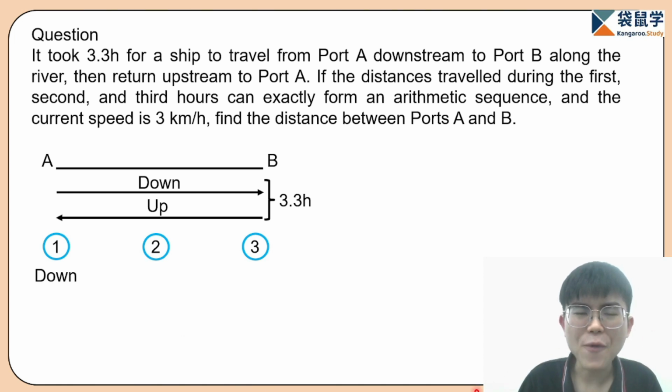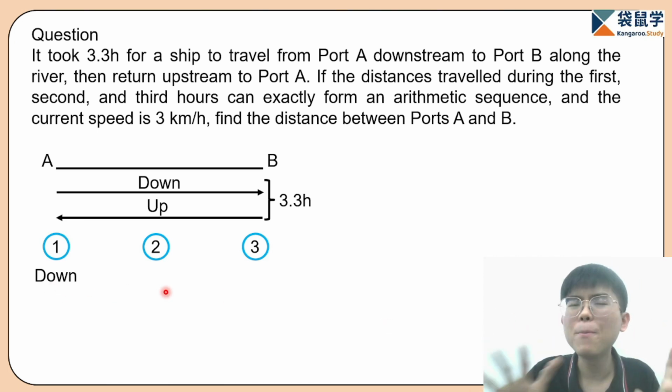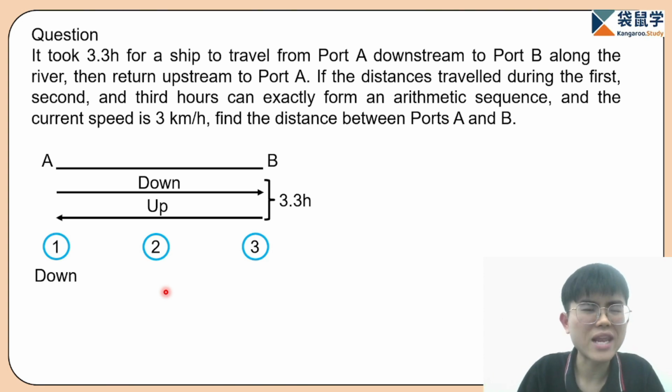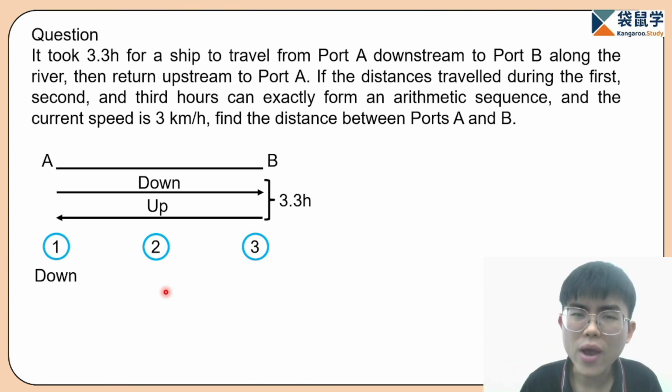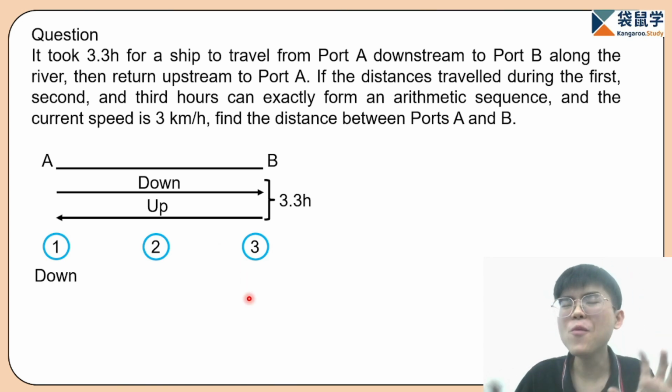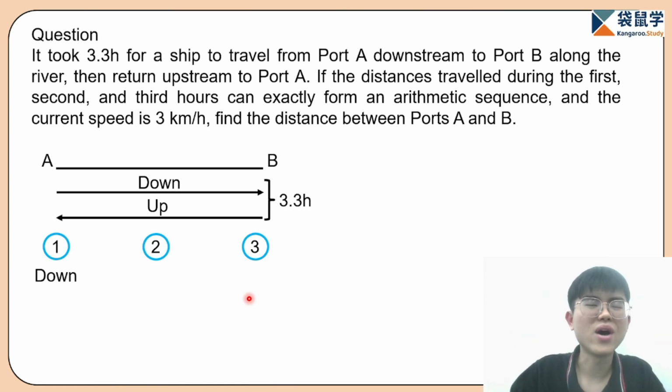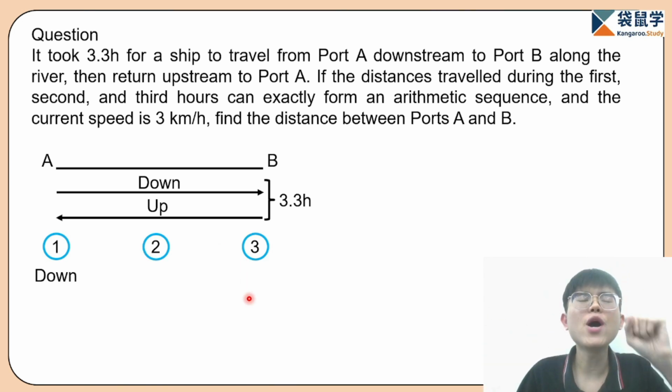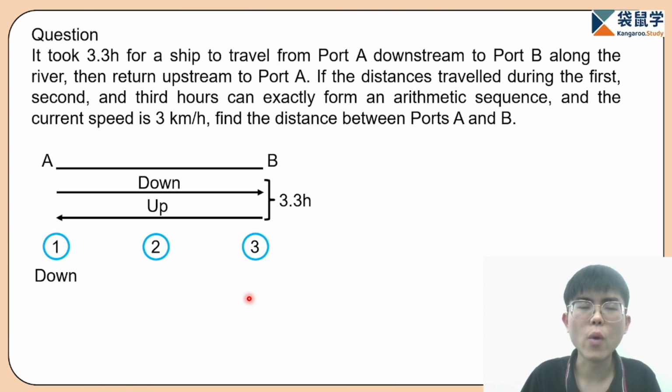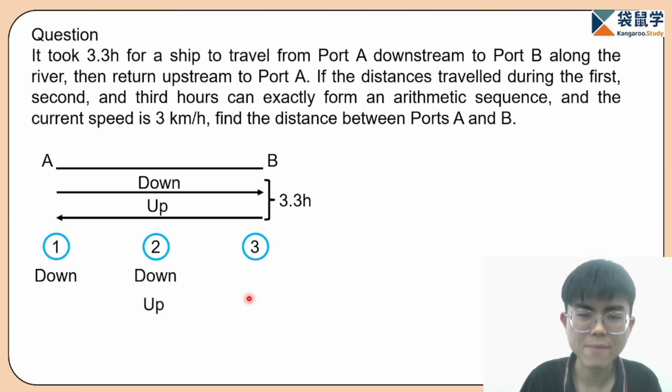Now for the second hour, what will be the possible situation here? Can it be just going down? The first and the second hour, both of them will be going down. This is not an arithmetic sequence. Can it be going up? If it is going up, then the second and the third hour will both be going up and also not an arithmetic sequence. So we know that the second hour must be going down and up in the same hour.